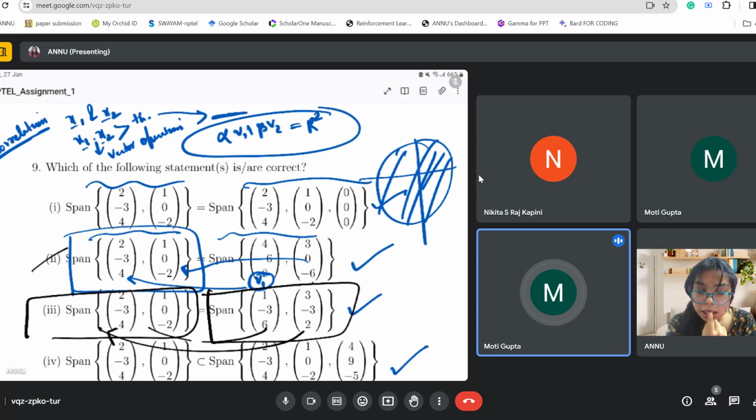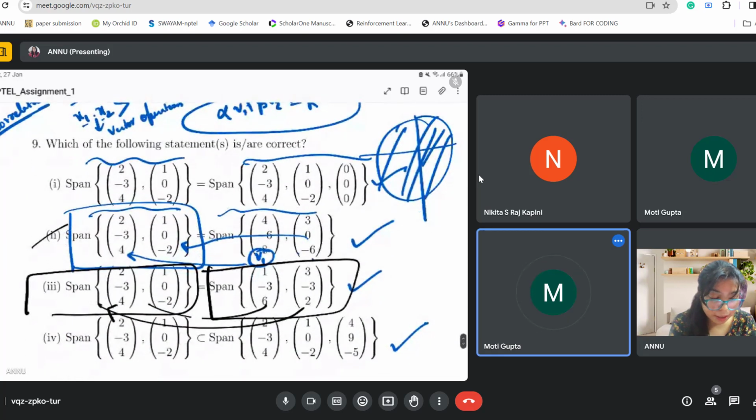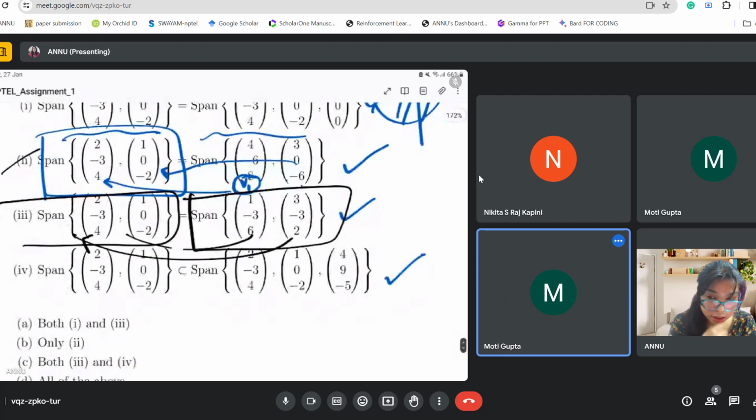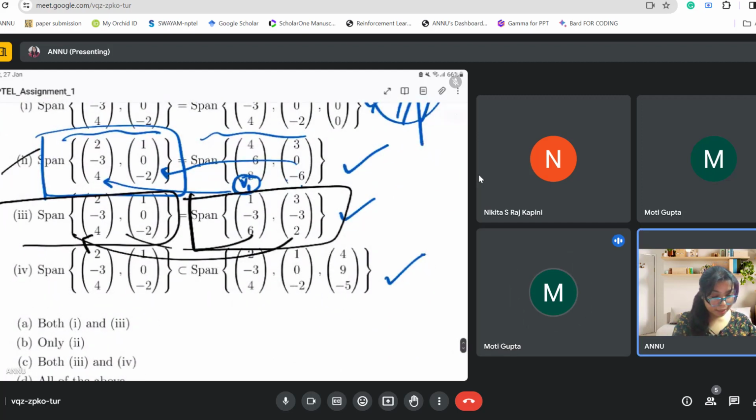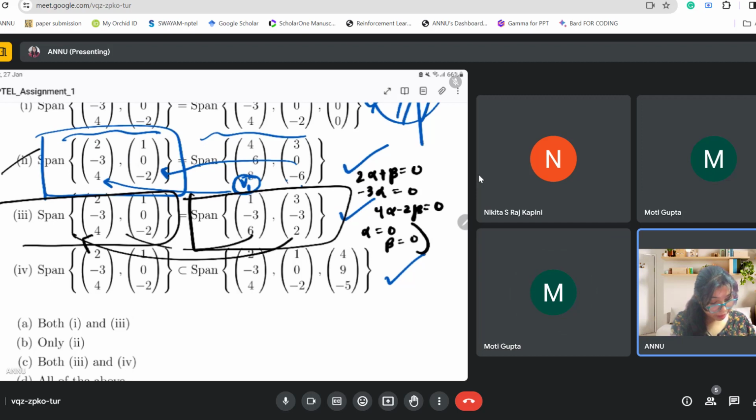If they are independent, I don't think it can be. If they are not dependent, then we have to check. Because if you have two vectors, it would span a plane, and if we cannot represent those vectors in that form, I don't think they would represent exactly the same plane. Beta is equal to 0. So here we are getting alpha beta equals to 0.